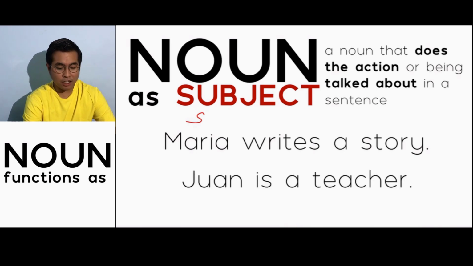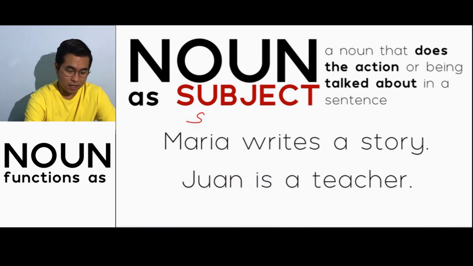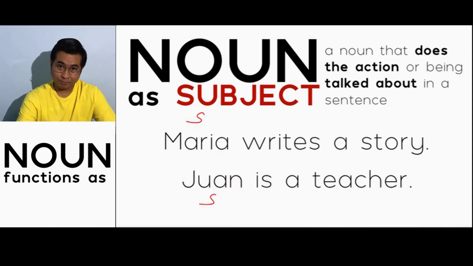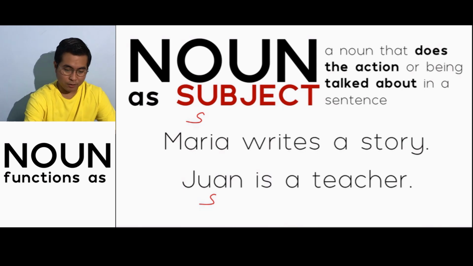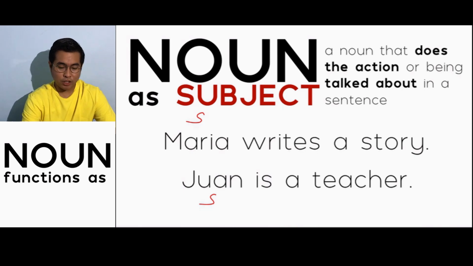The next example here, we have Juan is a teacher. Now, again, who does the action or is being talked about in the sentence? Who is the topic of the sentence? In this case, we have Juan. Okay? So that's your noun as subject.